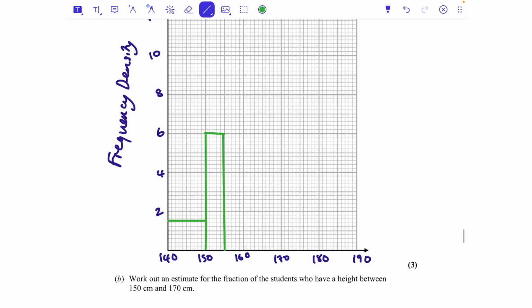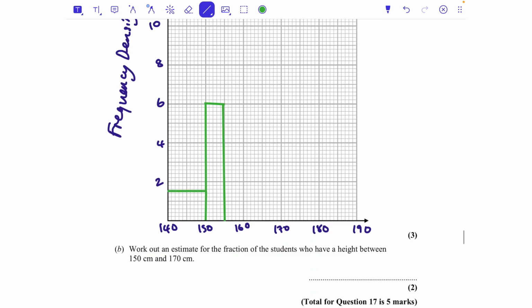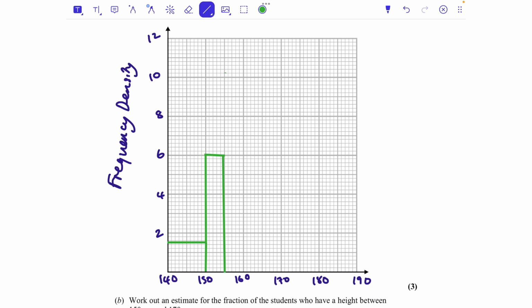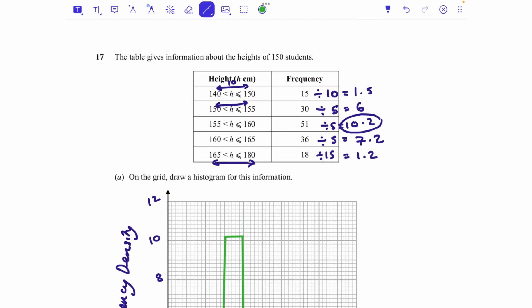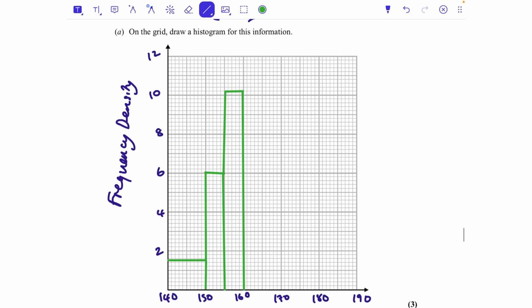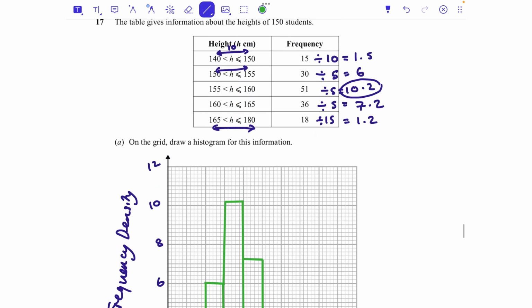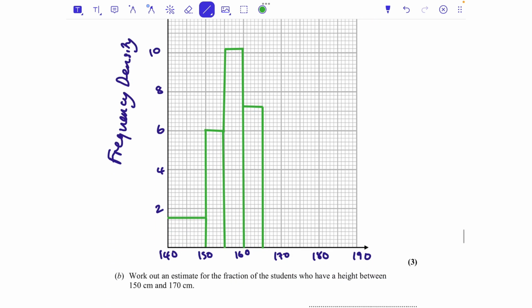And then the next one needs to go up to 10.2. So 10.2 is going to be 1 square above 10. I'll do it as accurate as I can on my iPad. And then the next category goes from 160 to 165, and that's going to be 7.2. Just there. And then the last category is 15 wide, and that's going to go up to 1.2. So we're just doing whatever it needs to be to make the area correct.